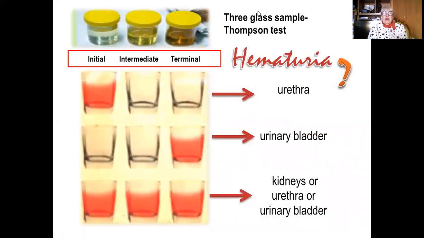Let's go on to the Thompson test, and it will be 3 glass samples: initial, intermediate, and terminal. If we find red blood cells in the initial glass, we'll think about disorders in the urethra. And if in the terminal, we will speak about urinary bladder disorders. And if in all 3 glasses we see red blood cells, we'll think about kidney damage.